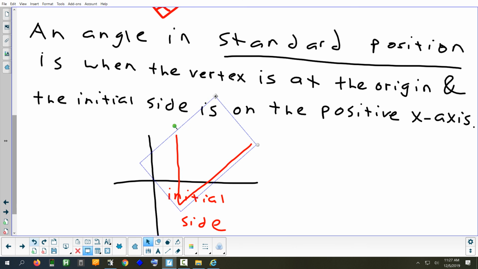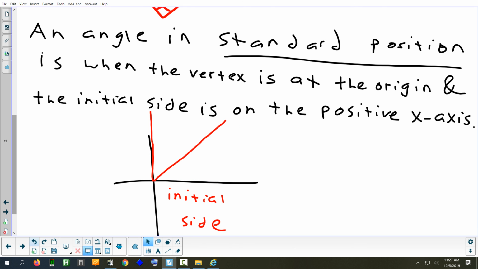How about something like this? No. What's wrong with it now? The initial side isn't on the x-axis. Right. The vertex is at the origin, and the terminal side is on the y-axis, but the directions for standard position don't say anything about the terminal side. It's the initial side that has to be in a certain spot. That's standard position.